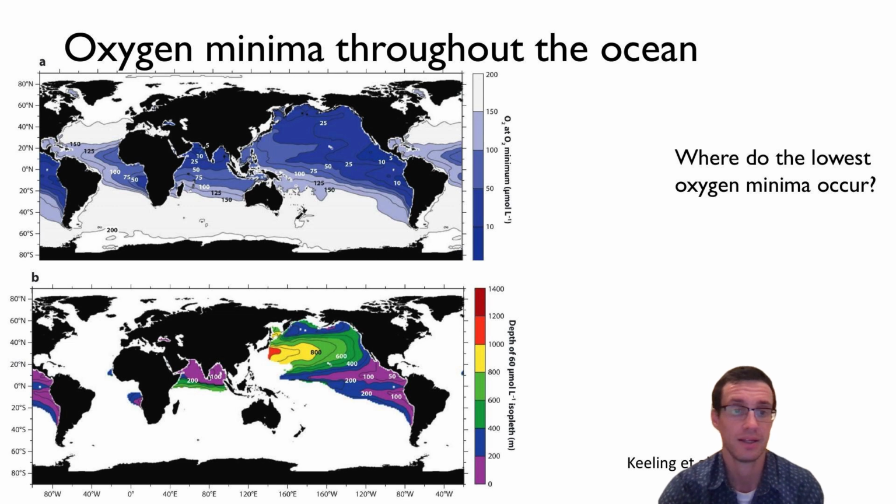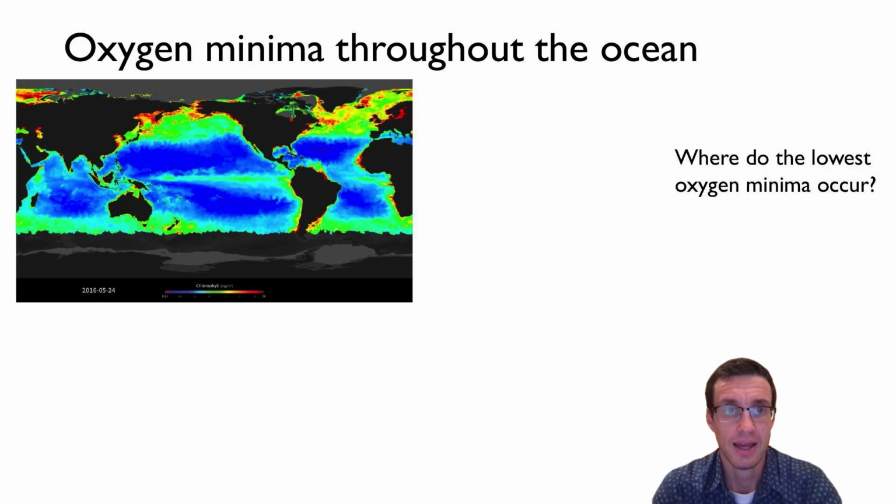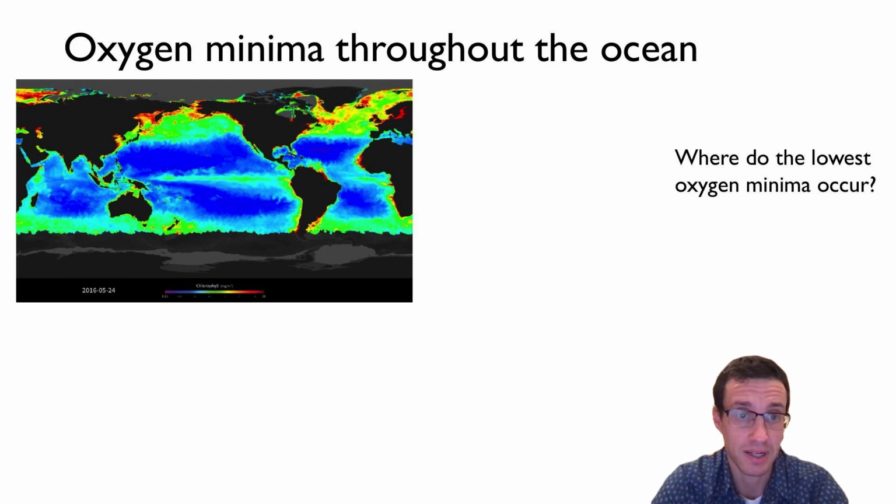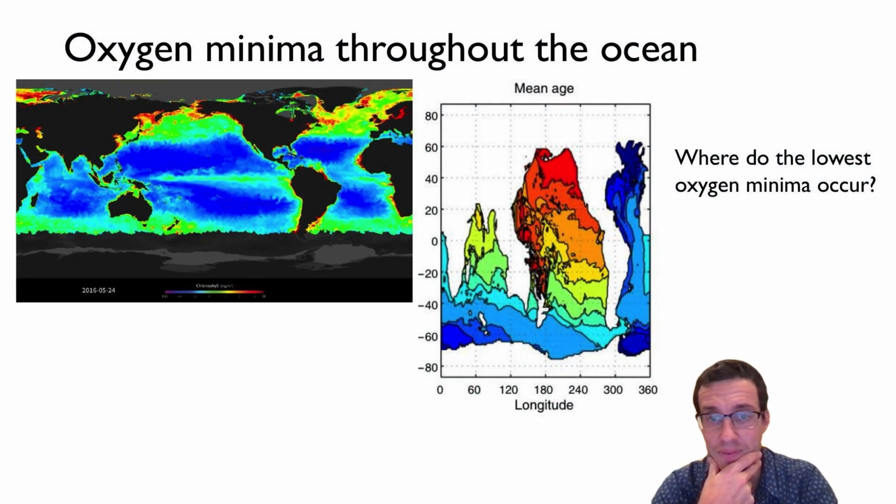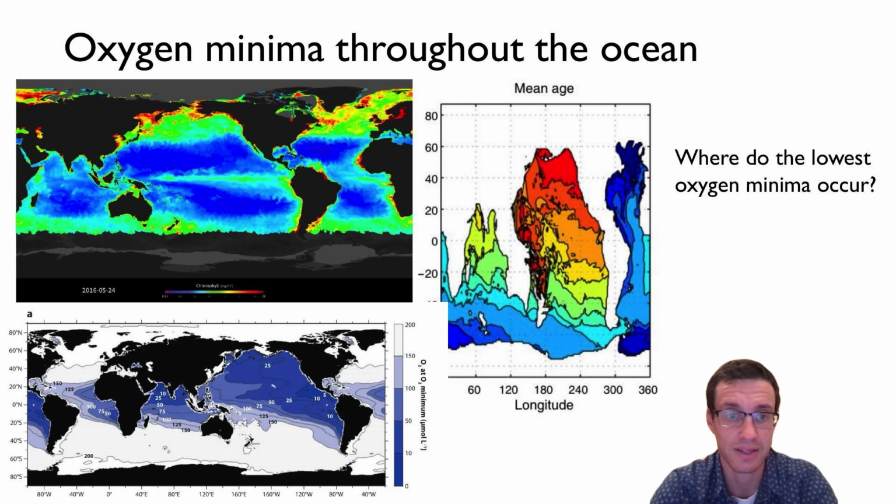And so if we take our maps of where we have chlorophyll, which we can roughly say is equivalent to where we have lots of organic matter production, and we also look at our mean age in the ocean, we see that when we get the oxygen minima, the oldest water, where you have a lot of biological production, is where you see the lowest oxygen water. And so the low oxygen in the water is not just due to local biological production.